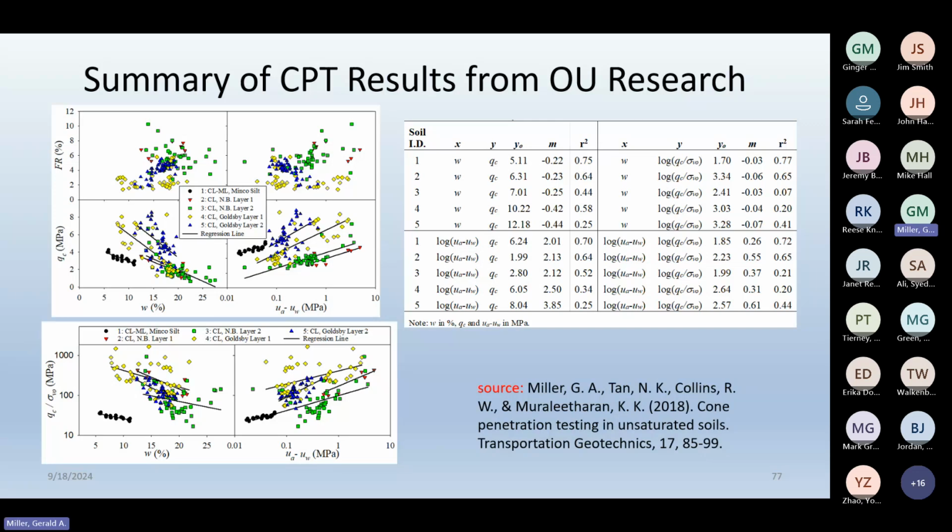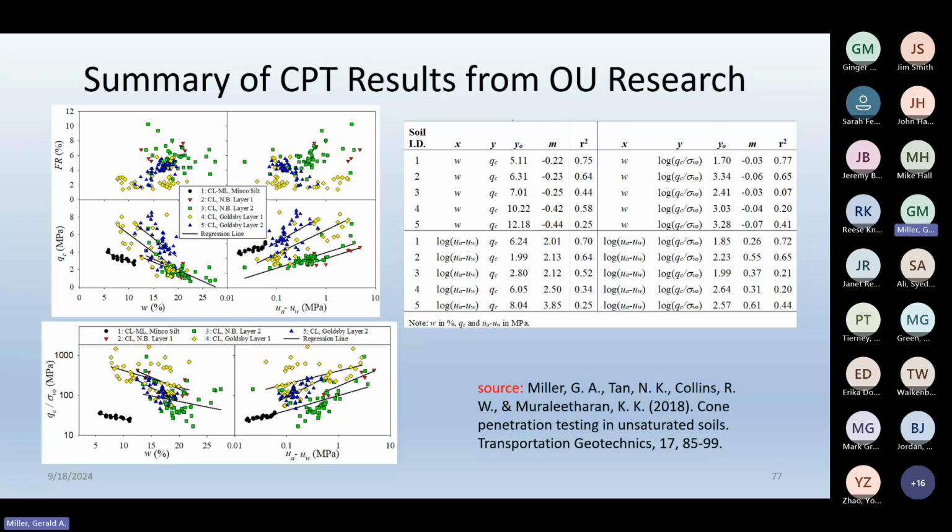And that's because just like SPT, if you push a cone in a soil profile, let's say it's the same soil from top to bottom, the tip resistance will naturally increase as a function of depth. So if you want to compare apples and apples, you have to basically factor out the effect of that vertical stress. So that's what the normalization is meant to do. And the coefficients may be slightly better for that.